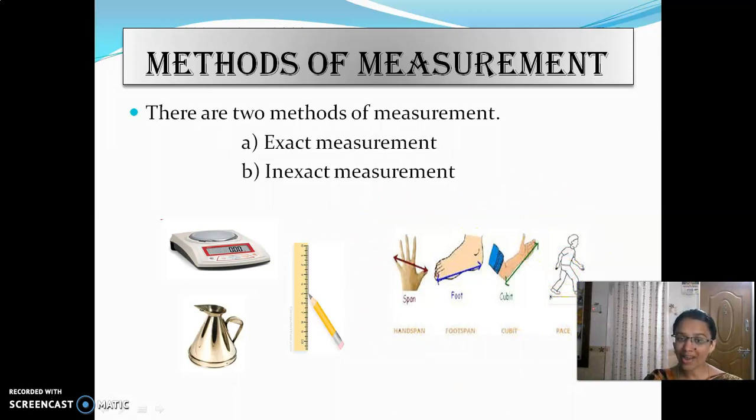To avoid this, nowadays we use exact measurement. For measuring weight we use kilogram. For measuring length, what do we use? Yes, we use meters, and for time we use seconds, and for liquid quantity we use liters. So these are all exact measurements.